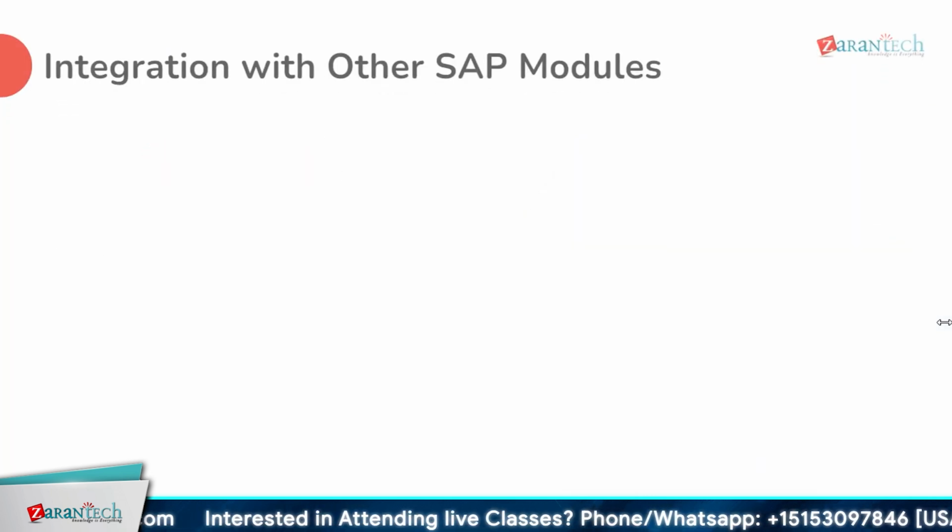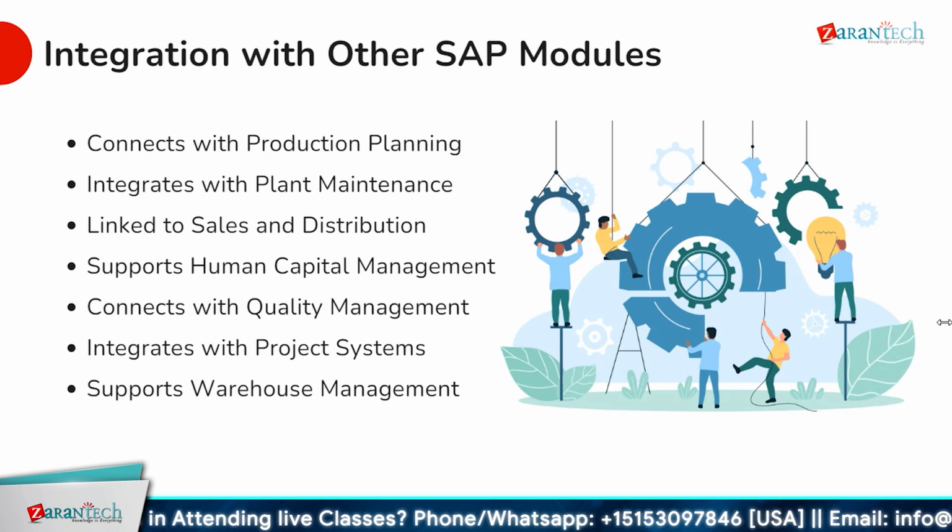So, let us begin with the integration with other SAP modules. SAP MM seamlessly integrates with various other SAP modules to provide a comprehensive and integrated solution for material management. It connects with the production planning, that is PP module, to align procurement activities with production schedules and ensure the timely availability of materials for manufacturing.